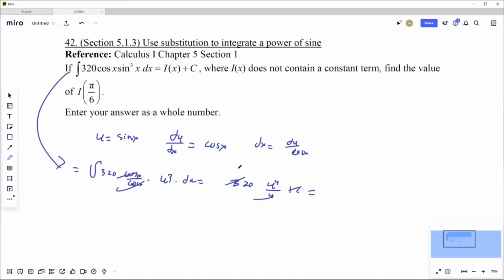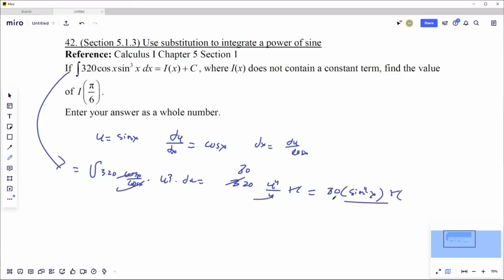You get 8. Yeah, 8, times u, which is what? Cosine, right? So cosine, no, sorry, sine. So sine to the power 4 of x, yeah.